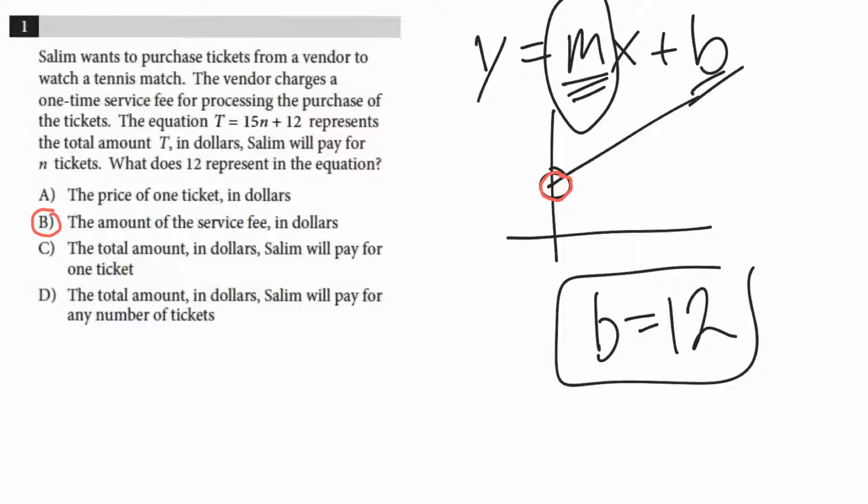The total number of dollars Salim will pay for one ticket. No, actually, for one ticket, Salim is going to pay 12 plus 15. He'd pay $27 for one ticket. So it's not A and it's not C. D, the total amount in dollars Salim will pay for any number of tickets. That would be nice if he could buy as many tickets as he wanted for $12, but as we can see, each additional ticket will be an additional $15. So that is also not a possible solution.